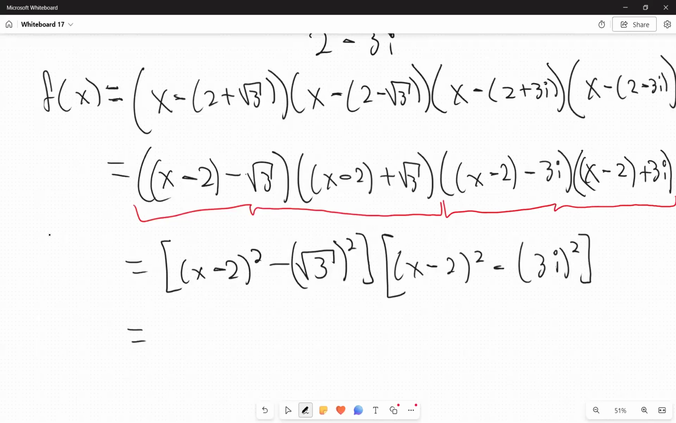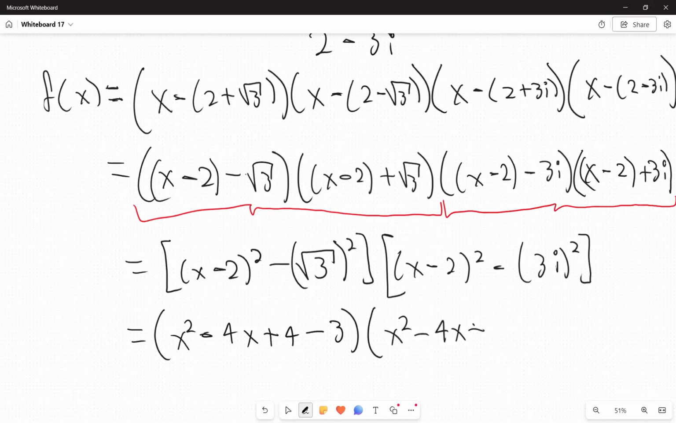So we're going to square the binomial, x minus 2 squared. This is x squared minus 4x plus 4. And then the square root of 3 squared is 3. And then x minus 2 squared, that's x squared minus 4x plus 4. That was actually a minus, that's minus 4x. Plus 4. And then 3i squared, this is 9i squared, where i squared is negative 1.